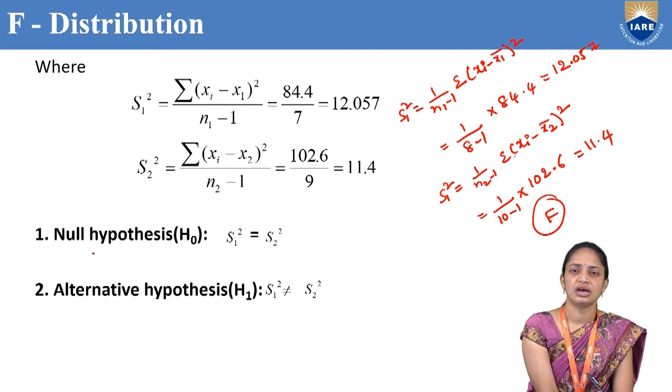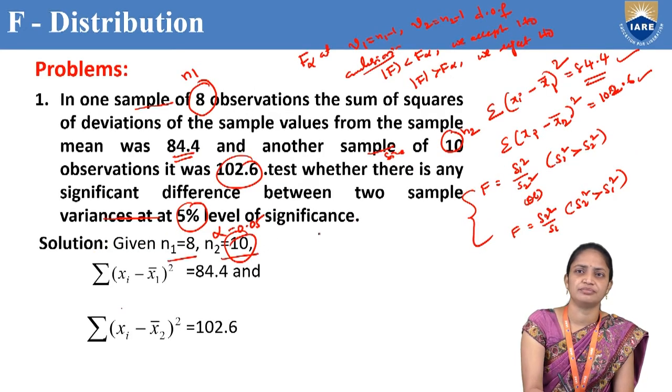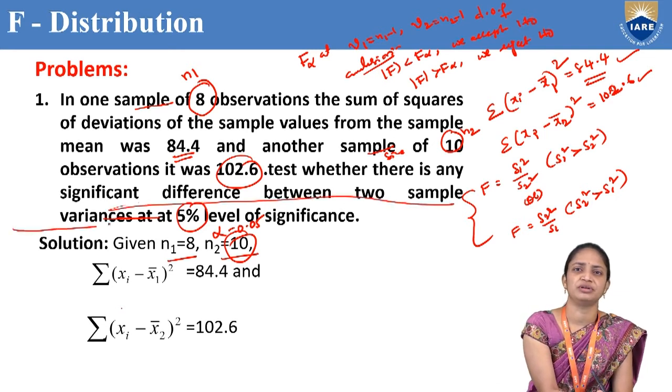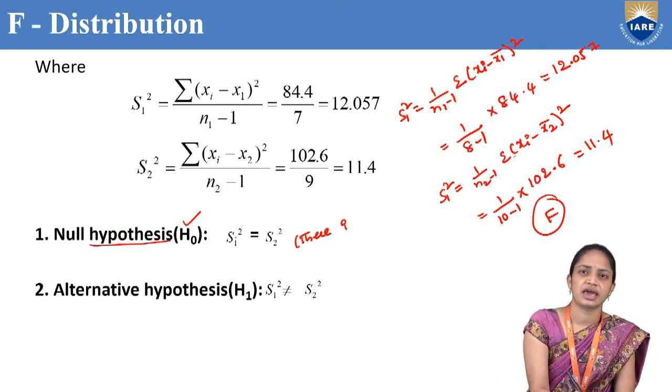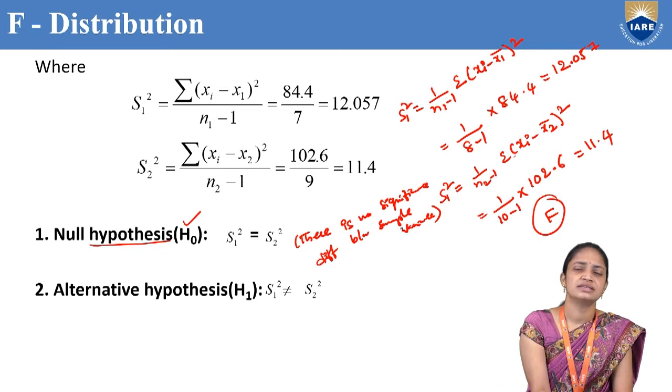Okay, so coming to the first step, that is our null hypothesis, we denote it with H naught. Here I am taking s1 square equal to s2 square, because in the question they have mentioned clearly: test whether there is any significant difference between the sample variances. So in the null hypothesis, there is no significant difference between sample variances. We know that sample variance is denoted with s1 square and s2 square. So that's why s1 square equal to s2 square. The meaning of this is there is no significant difference between sample variances.